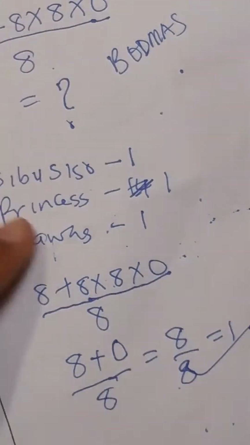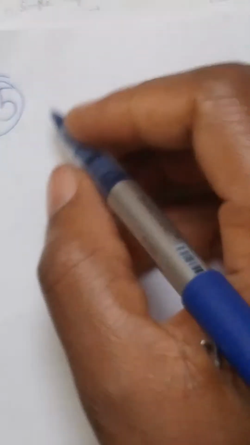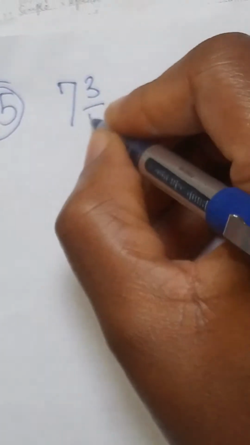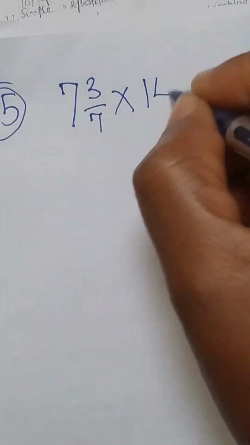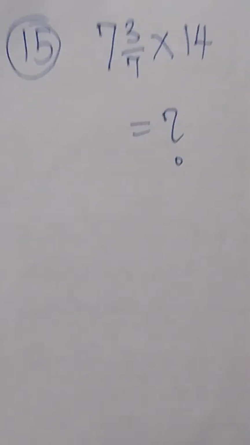All right. So the next question is question number 15. We are heading to 20, and 20 is our last question. So question number 15. We are given 7 whole number 3/7 times 14 is equal to what? So please solve this.